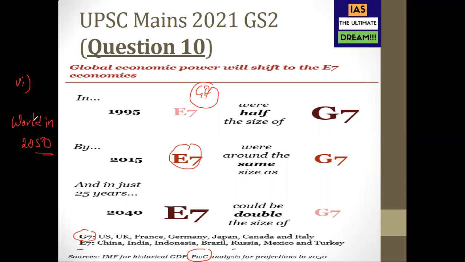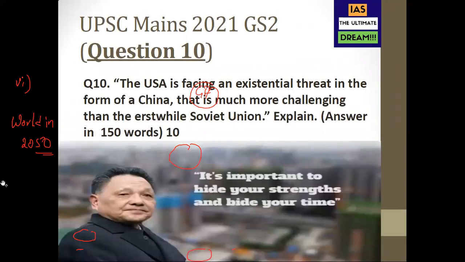For the conclusion, you can also see the slide, what this slide is saying. In 1995, E7 were half. Currently it is comparable. In 2040, it will be double. So things are already changing.